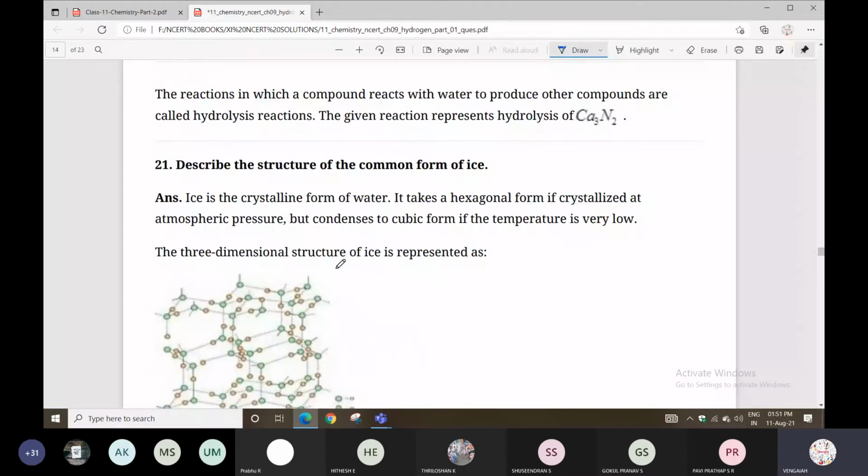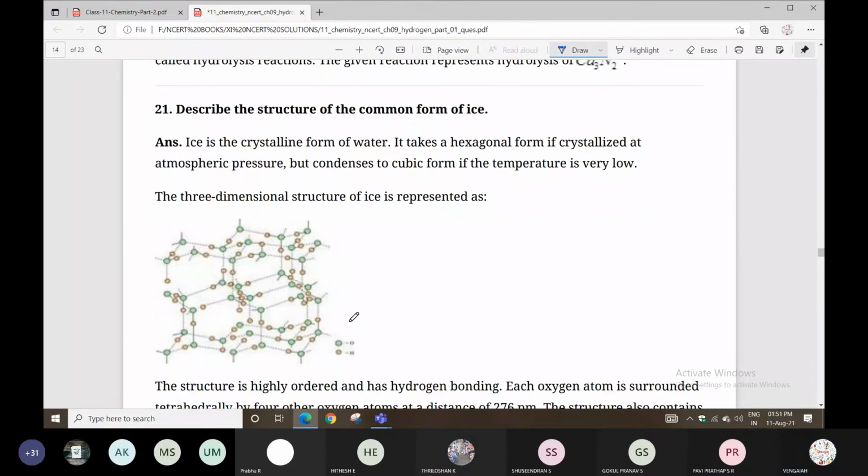Describe the structure of common ice. Ice is a crystalline form of water. It takes a hexagonal form if crystallized at atmospheric pressure, but condensed to cubic form if the temperature is very low. The three-dimensional structure of ice is represented as given clearly. It is a hexagonal type of structure.